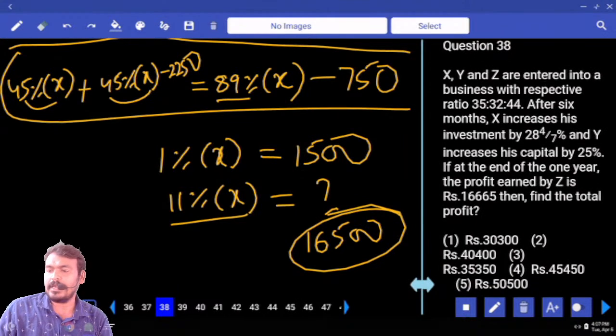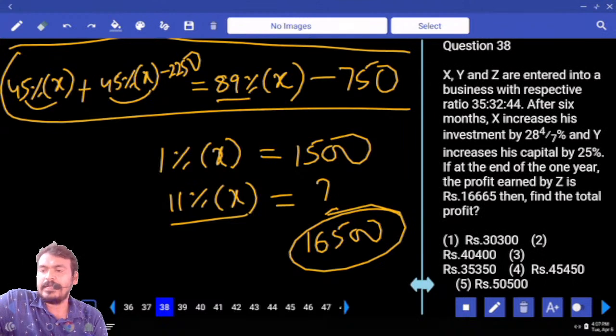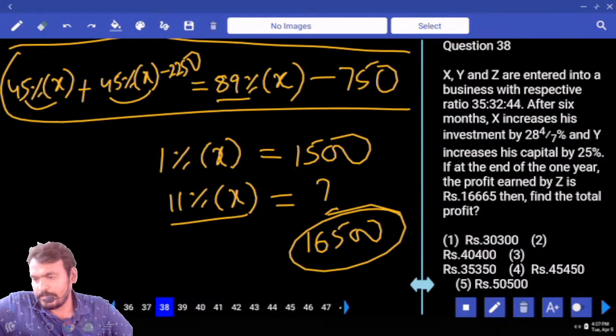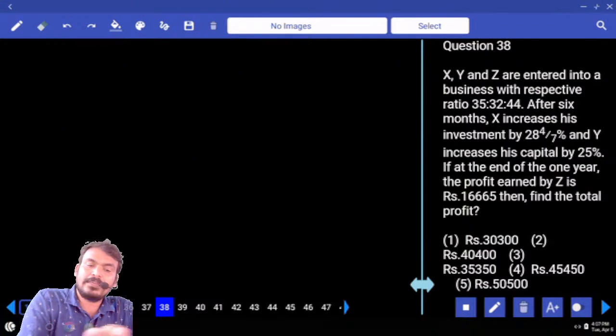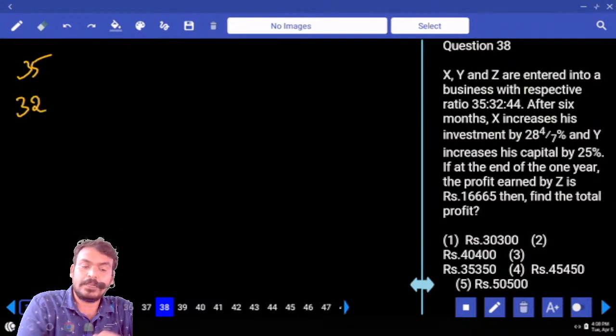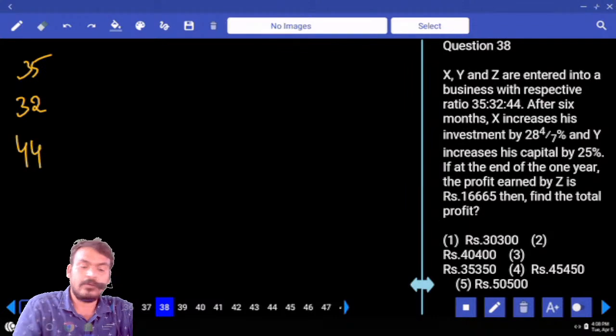Next question number 38. X, Y, Z enter into a partnership with the respective ratio of 35:32:44. After 6 months, X increases his investment by 28.4% and Y increases his capital by 25%. At the end of 1 year, the profit earned by Z is 16,665. Find the total profit earned. What is X's initial investment? 35. Y's initial investment? 32. Z's initial investment? 44.